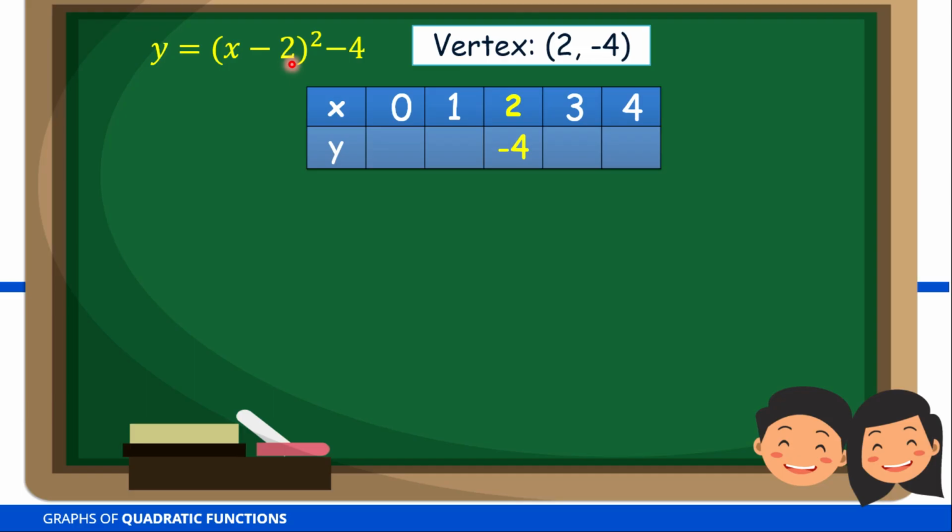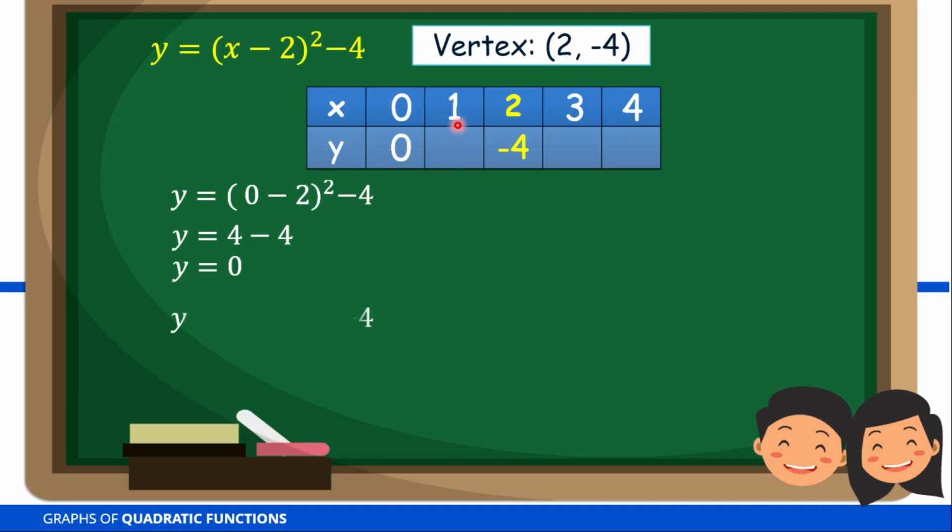Gamitin natin ang ating function. Ipalit natin yung unang value ng x which is 0 dito sa ating given quadratic function. So it will become y is equal to quantity 0, yung x pinalitan natin ng 0, minus 2, and then i-square natin yan, minus 4. Simplify. 0 minus 2, we have negative 2, and then negative 2 squared, or negative 2 times negative 2, we have positive 4. Kopyahin lang natin yung negative 4, simplify. 4 minus 4, that is 0. So kapag ang x ay 0, ang y ay 0.